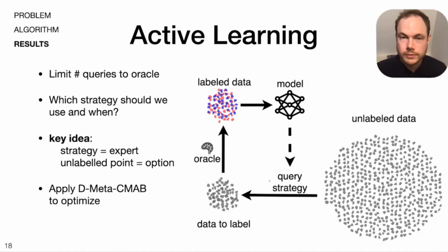So what can we do? Well, since we have these strategies telling us which points we should label, we can treat the strategies as experts and the points as options or decisions we can make. So we're essentially reducing this problem to one of decision making with expert advice.